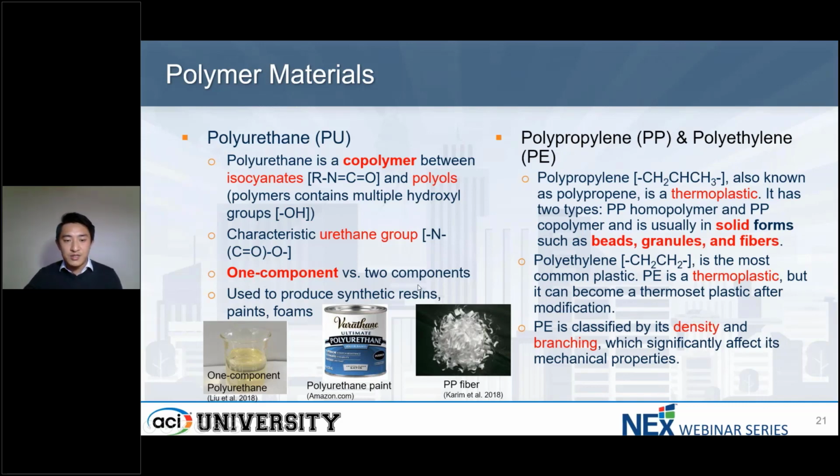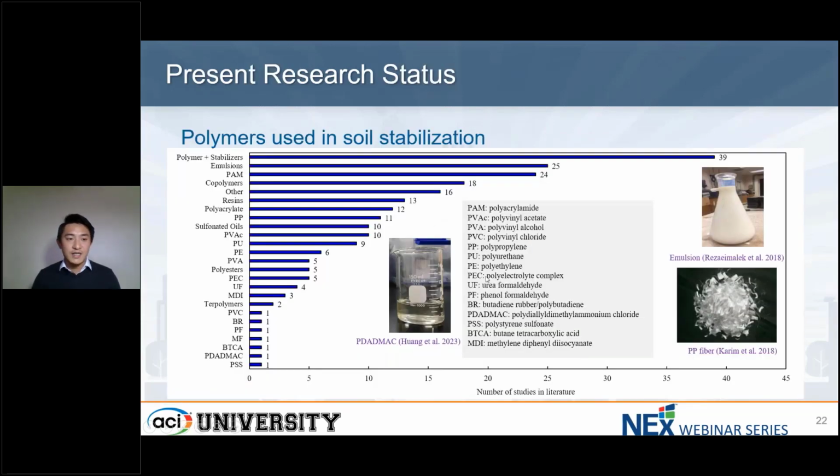All the polymers that we talked about earlier are in liquid forms. However, in soil stabilization, we also use solid types of polymers, for example polypropylene or polyethylene, and these are in fibers. So we have covered a few of them, or the most common ones. This slide shows an overview or summary of the current types of polymers that have been used in soil stabilization. Besides the 5 or 6 types that we covered, there are many more polymers, such as polystyrene sulfonate or butane tetracarboxylic acid. However, if you look at them carefully, we have already covered probably 70% of the polymers that have been used.